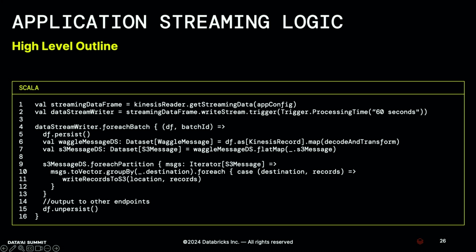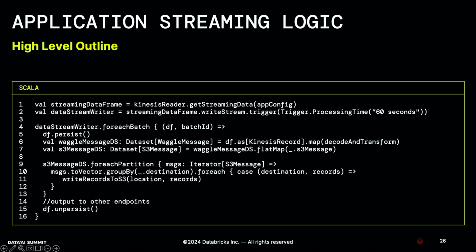As you see on line 1, we are first getting a Spark streaming data frame from the Kinesis stream. On line 2, we create a data stream writer object from the streaming data frame and set the trigger interval for targeting 60 seconds for each microbatch in this example.